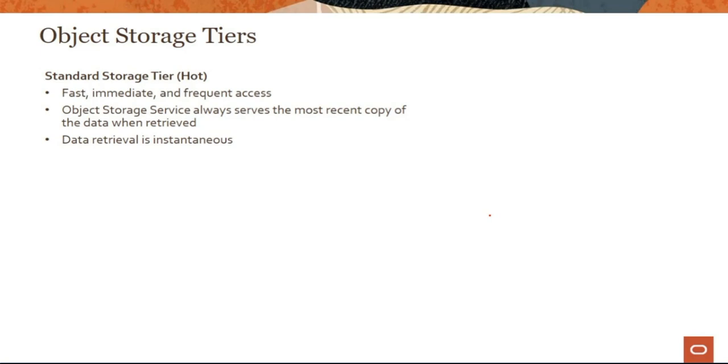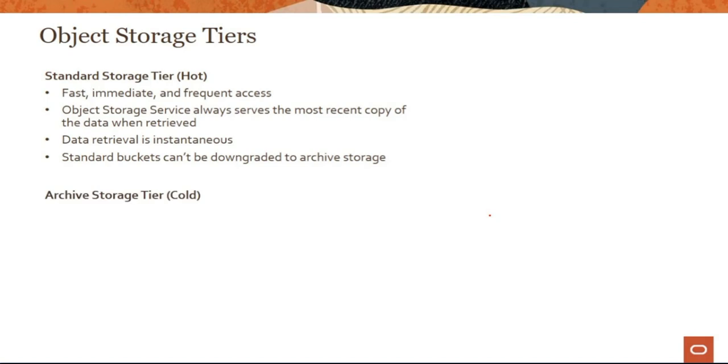That is the characteristic or definition of strong consistency. As we said, data retrieval is instantaneous. So you upload it, you download it, pretty instantaneous. Standard buckets cannot be changed. So once you create a bucket as standard, you have to keep it at the standard level. There is another class which is called archive storage. People also refer to it as the cold storage. This is for use cases or data where you seldom or rarely access data, but you have to retain them and preserve them for long periods of time.